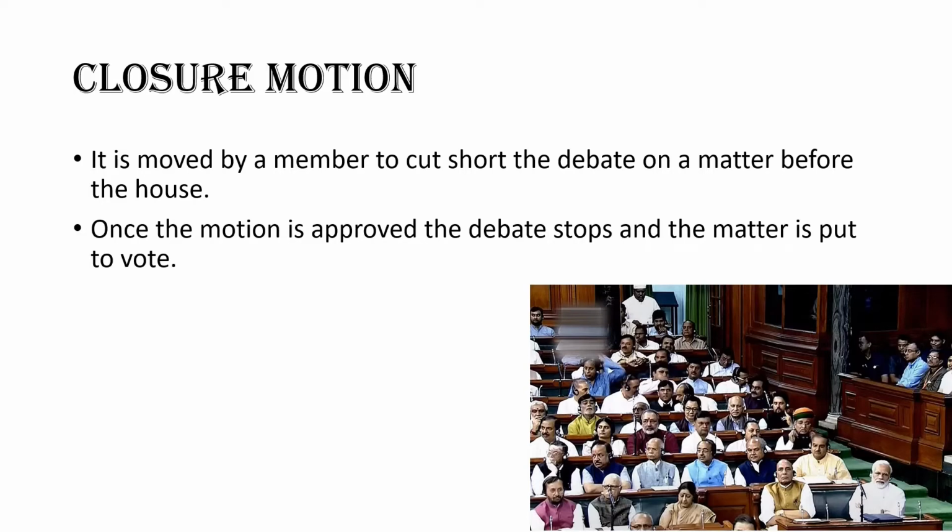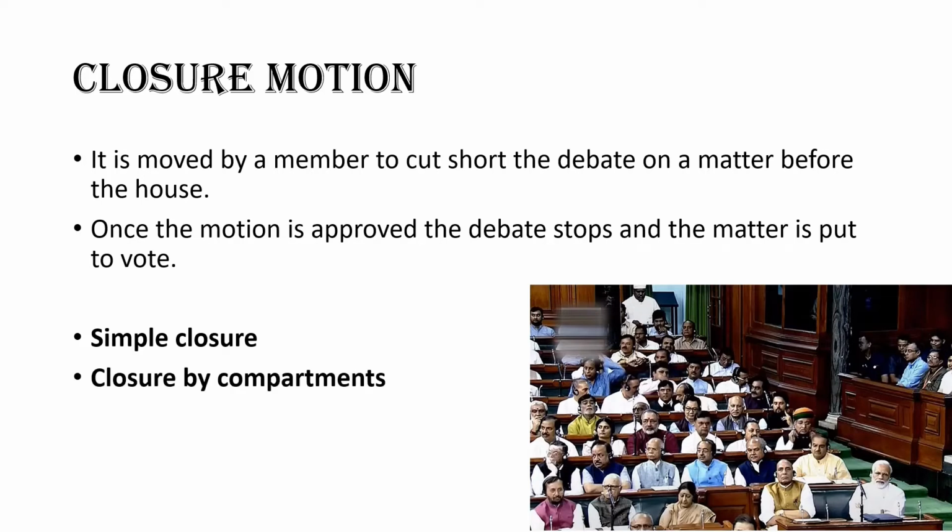There are mainly 4 kinds of closure motions. Number 1, simple closure. It is one when a member moves that the matter having been sufficiently discussed be now put to vote. Number 2, closure by compartments. In this case, the clauses of a bill or a lengthy resolution are grouped into parts before the commencement of the debate. The debate covers the part as a whole and the entire part is put to vote.